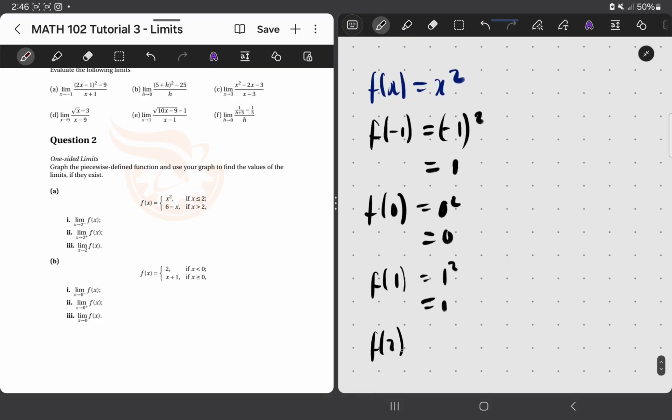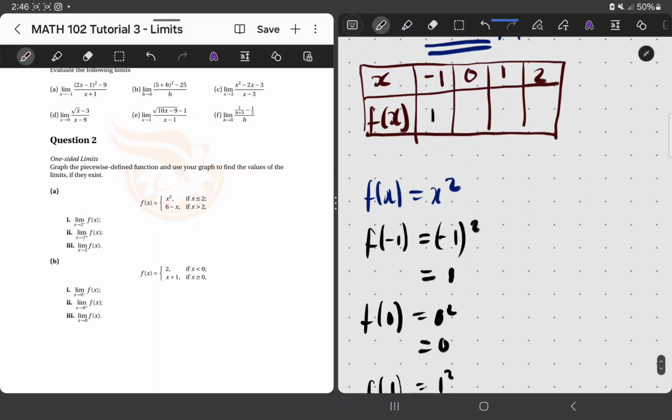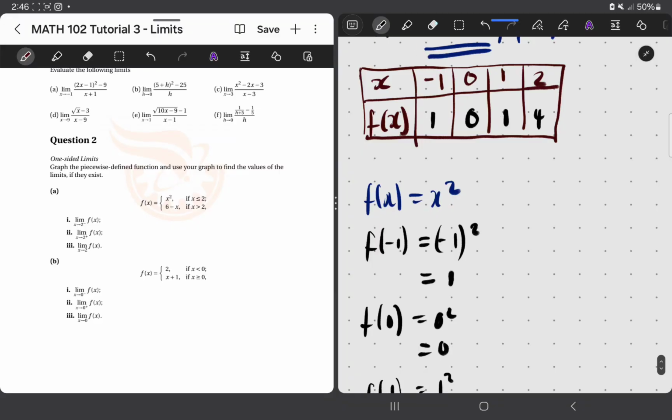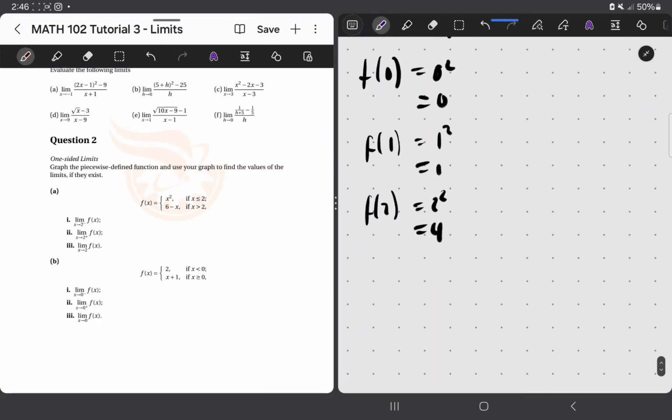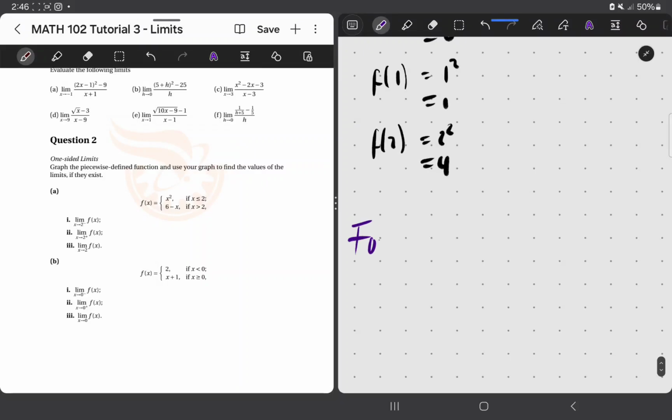Then f of 2 is going to be 2 squared, which is 4. So we have 1, 0, 1, and 4. Okay, so no problem. Now let's do the other one. We say for x greater than 2.